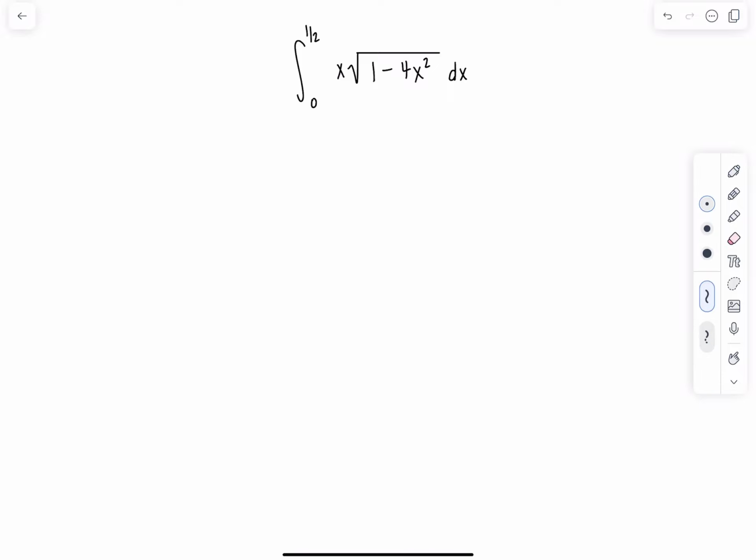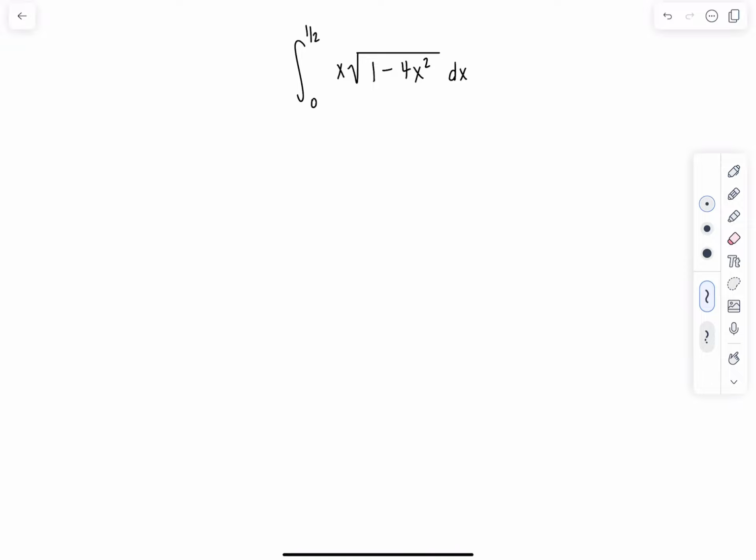I thought it was time we did another trig sub. And ooh, I fell in love with this one as I was solving it. It cleaned up so cute. Okay, so we have a definite integral from 0 to 1/2 of x times the square root of 1 minus 4x squared.